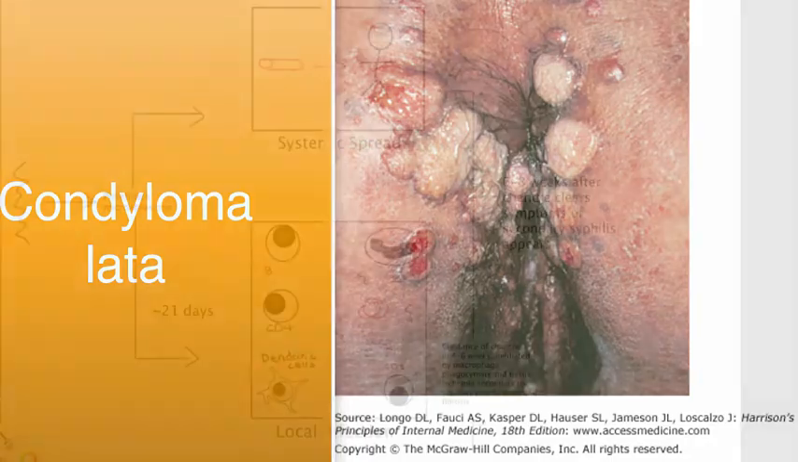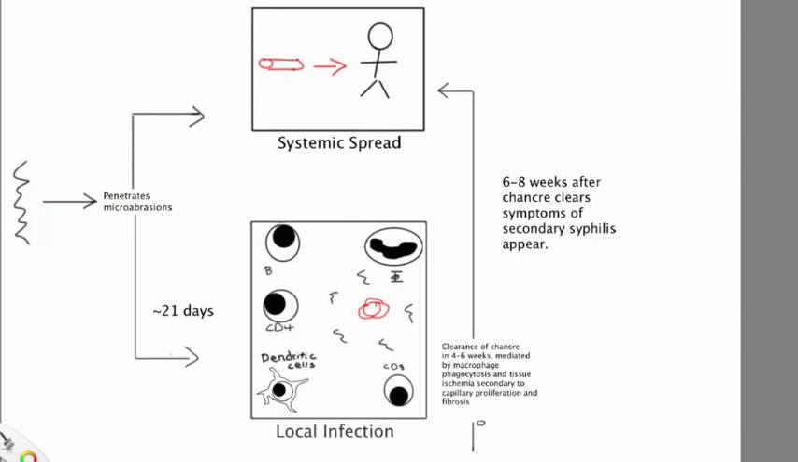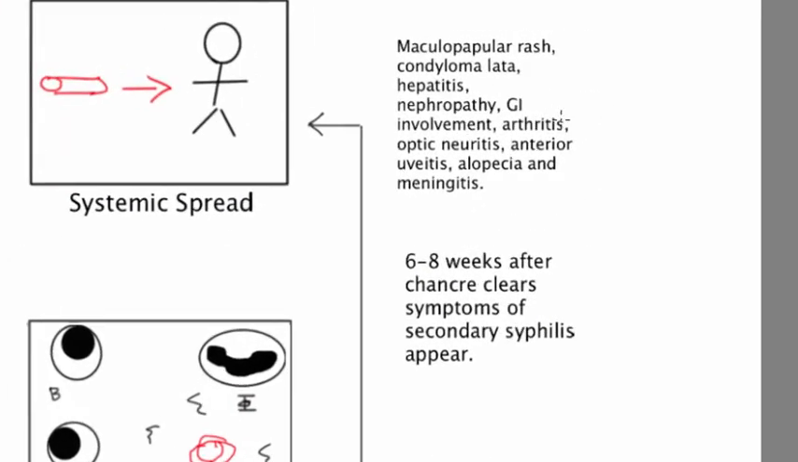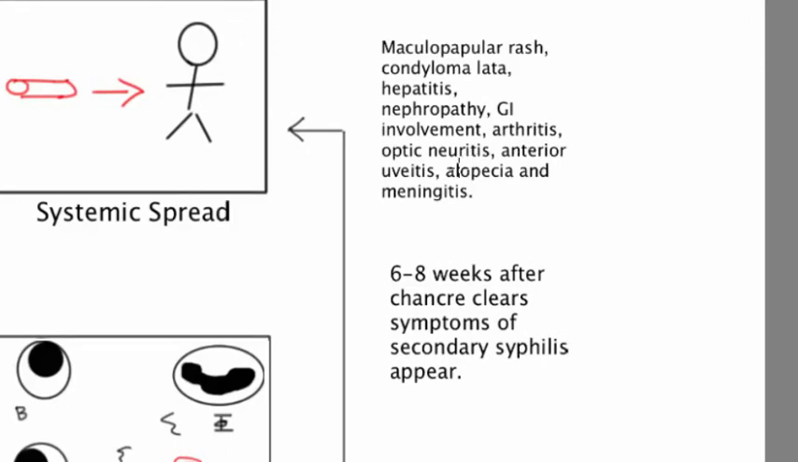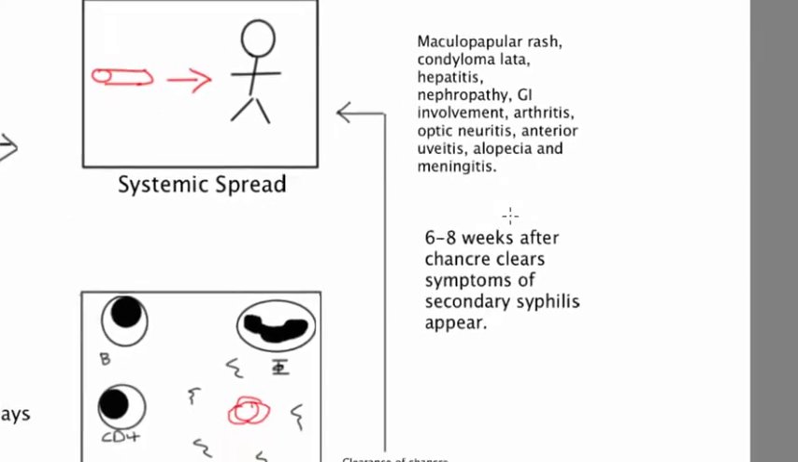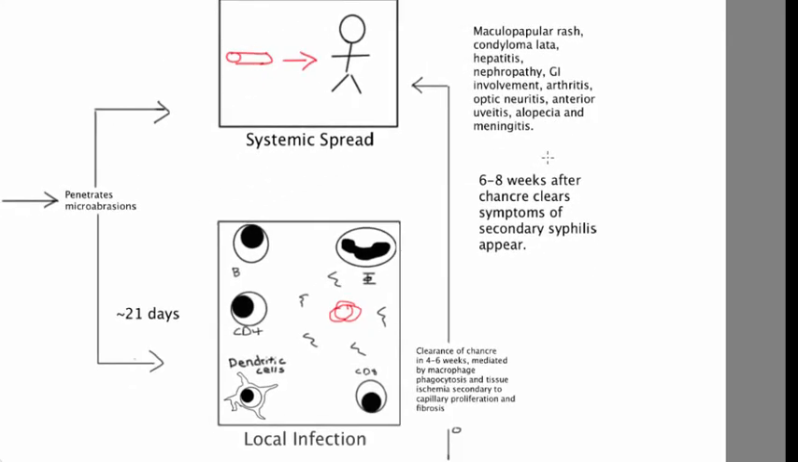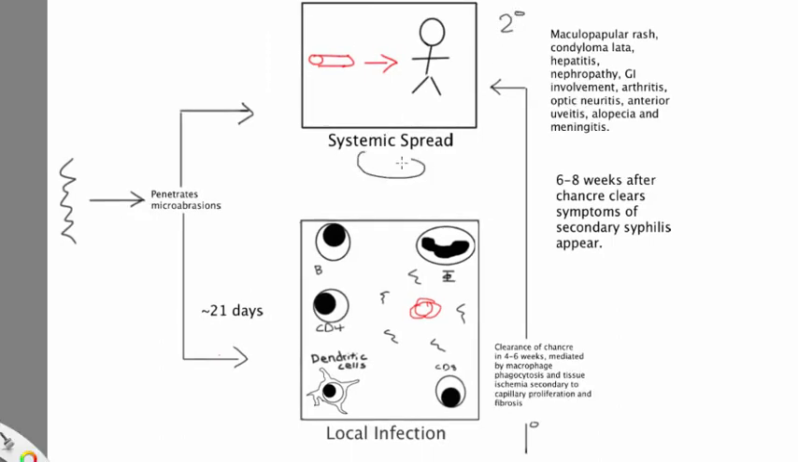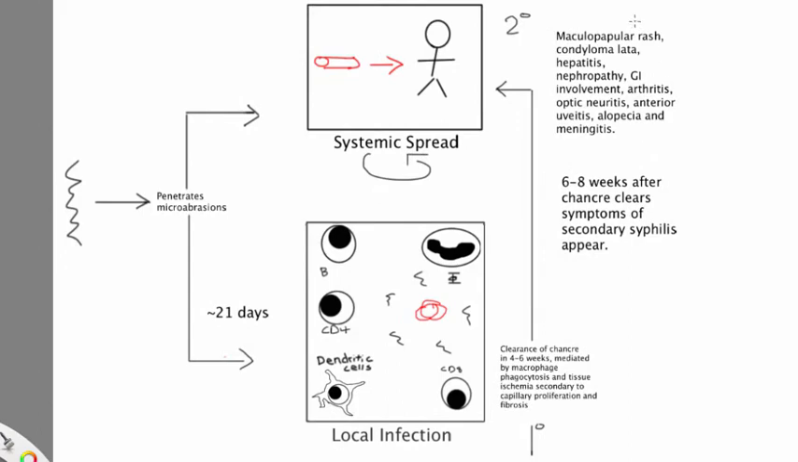Other complications of secondary syphilis are quite varied, and they include hepatitis, nephropathy, GI involvement, arthritis, optic neuritis, anterior uveitis, alopecia, and meningitis. Like I said, this is because syphilis acts like a vasculitis, and it can damage anything that has its own blood supply. If patients don't undergo treatment, secondary syphilis can actually recur. And patients can experience these symptoms on and off for many years.